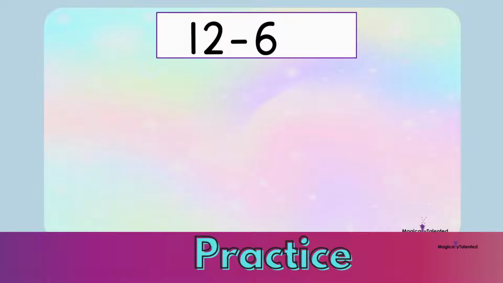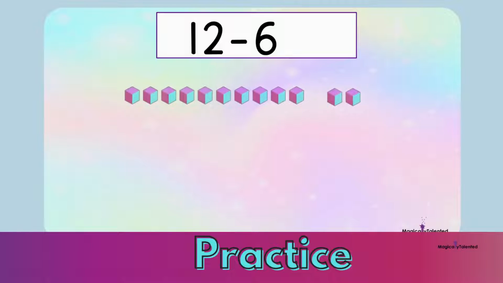12 minus 6. How many counting cubes will we need? If you said 12, you are correct. We have a group of 10 and we have a group of 2 to make up that 12. And we're taking 6 away. Is it easier for us to take 6 away from the 10 or 6 away from the 2? Yes, it is easier for us to take 6 away from the 10. Go ahead and draw an imaginary line through the 6 cubes, just like this. Now let's take them all away.